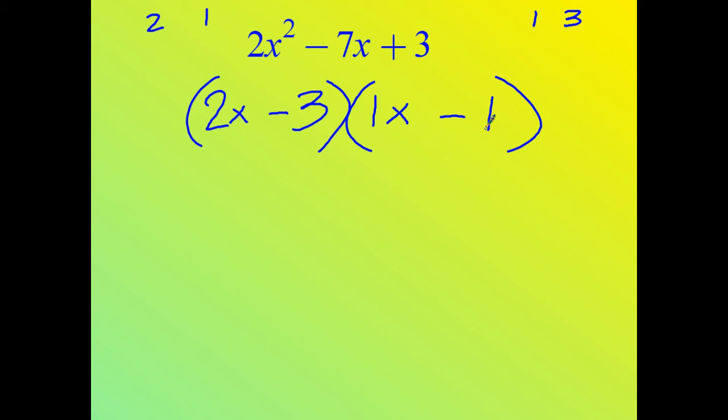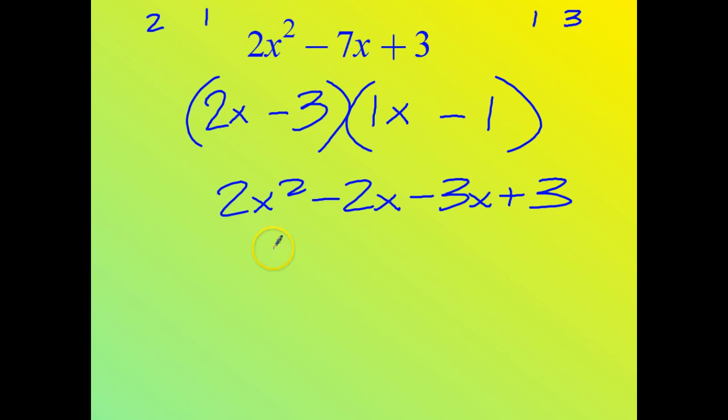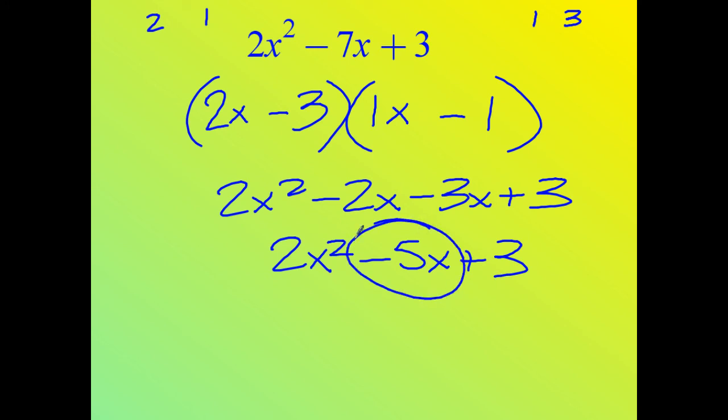But once you check it, you're going to end up with 2x squared, and then 2 times negative 1 is negative 2x, and negative 3 times negative 1 is negative 3x. Negative 3 times negative 1 is positive 3. So you get 2x squared minus 5x plus 3. Notice the first and last terms are totally correct, but it's the middle term that's different. It depends on the placement of your factors here.